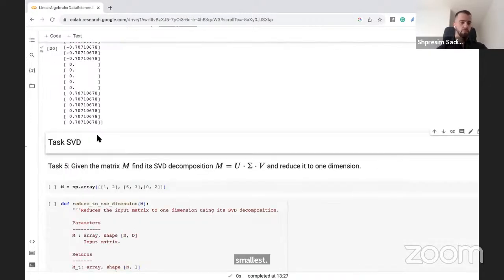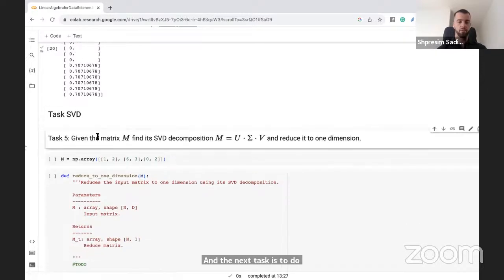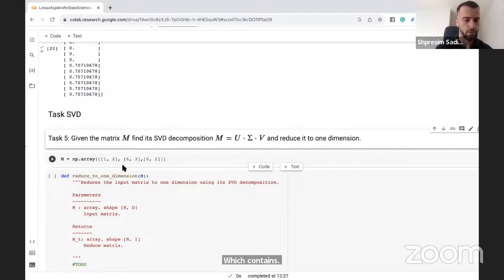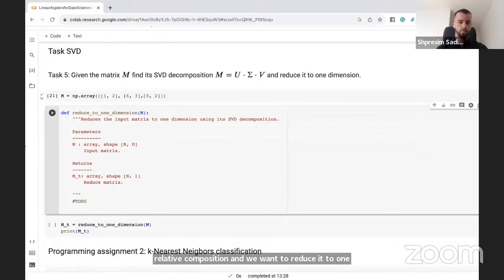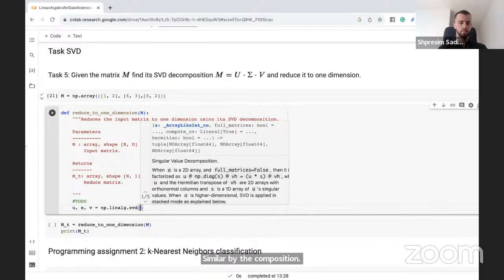And the next task is to do singular value decomposition. So we are given a matrix M below, which is a 3x2 matrix, and we want to find its singular value decomposition, and we want to reduce it to one dimension. The way that we do this is, as we saw before, we remove the singular values which correspond to the smaller singular values. All right. So yeah, we first do singular value decomposition by using the NumPy linear algebra SVD command.